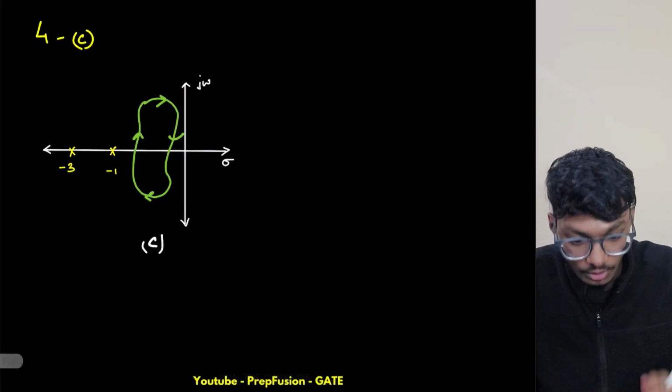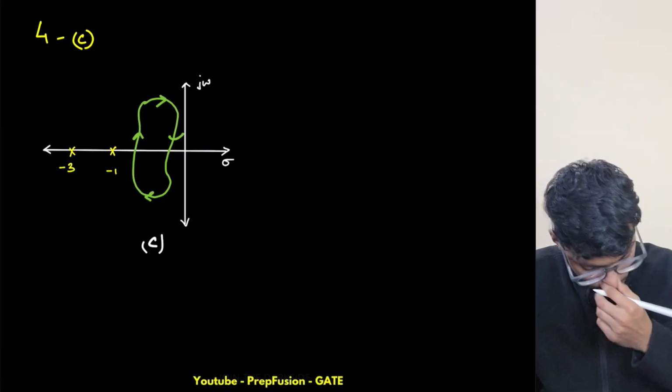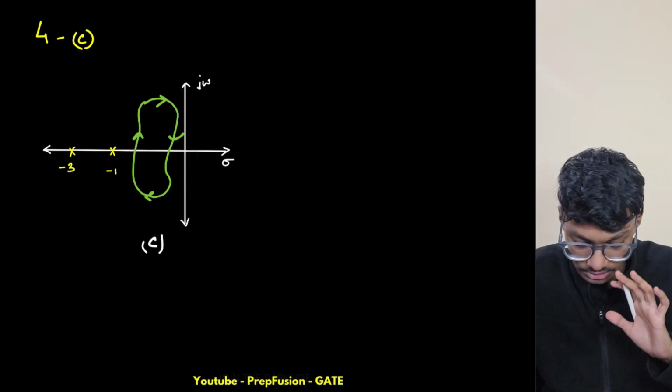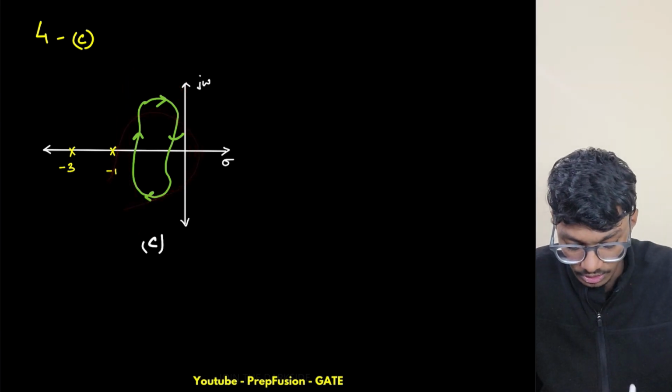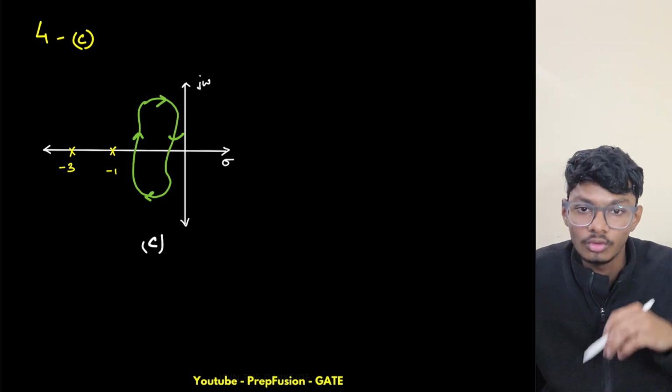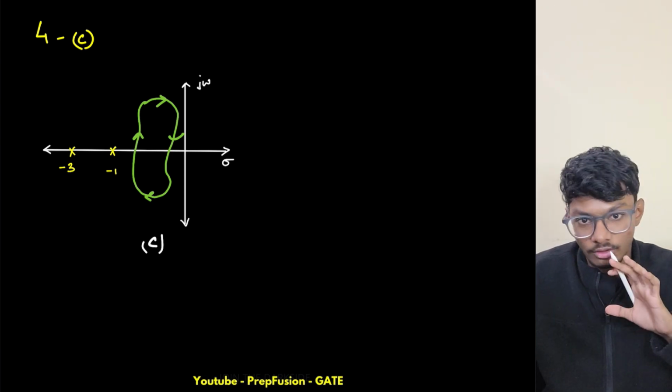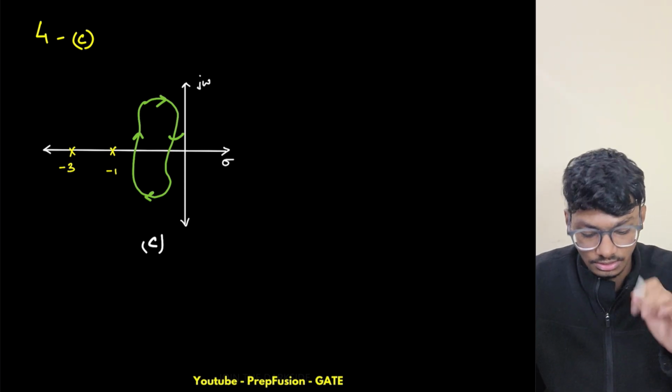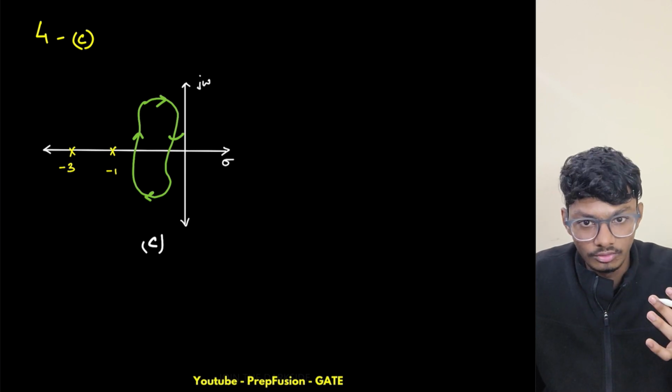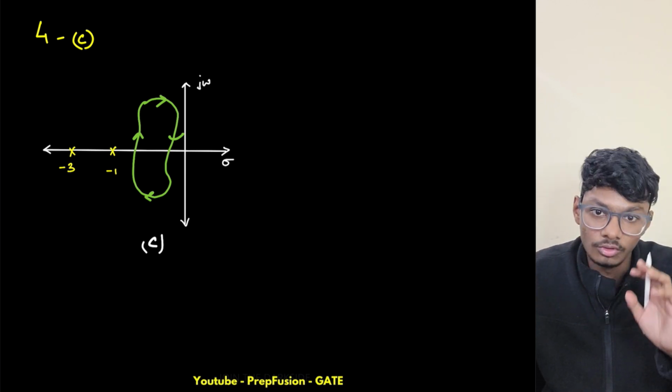Okay, now what about my 4C, the third question? Here what I observe is that this is in the clockwise direction, and I don't have any pole or zero, nothing. So obviously it will not encircle the origin, and the direction will also remain the same. Direction won't change. Nothing will happen, it will just be mapped simply like this.